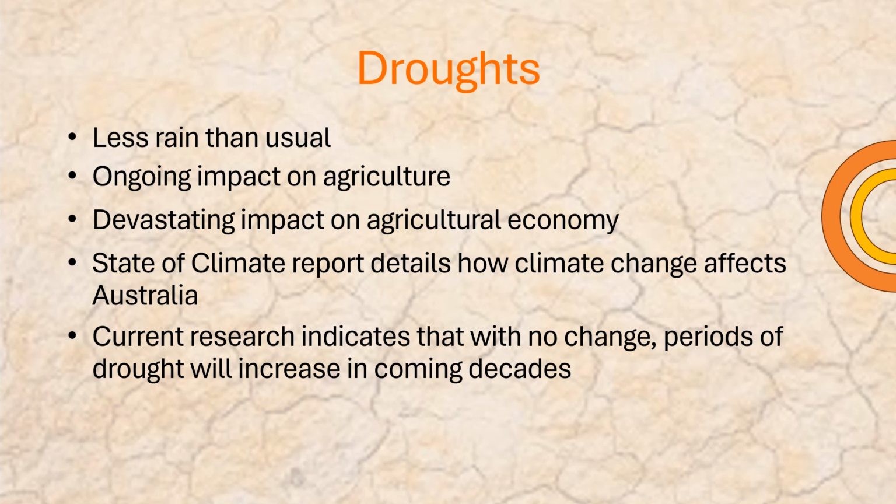Every 2 years, the State of the Climate Report is released to the public, and it looks at how climate change is affecting Australia. In the report, it states that Australia is on average 1.4 degrees warmer since 1910, and that this increase in temperature has led to more extreme heat events. It also predicted that if climate change continues, there will be longer periods of drought in coming decades.